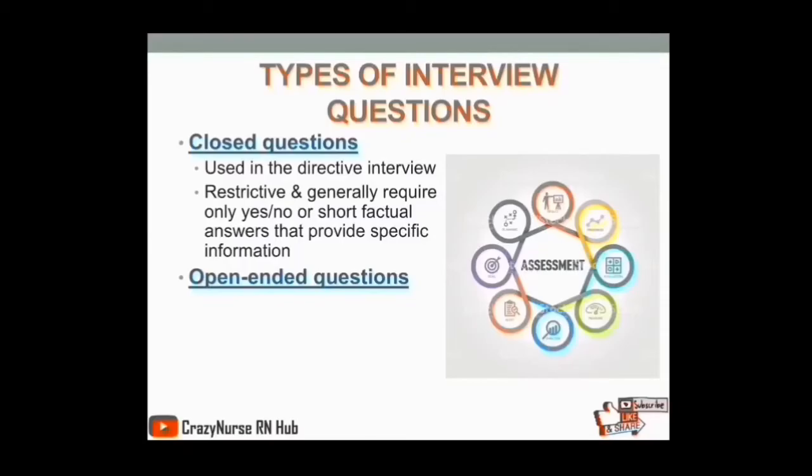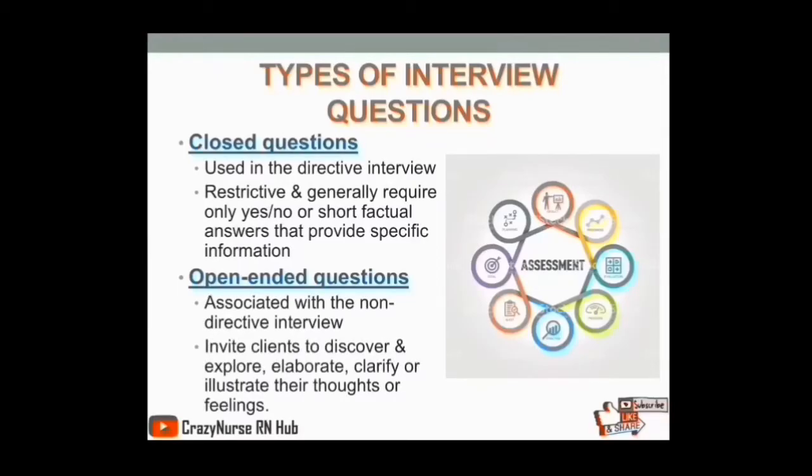Examples also are: What medication did you take? Are you having pain now? Show me where it is. How old are you? When did you fall? Closed questions are often used when information is needed quickly, such as in an emergency situation. The highly stressed person and the person who has difficulty communicating will find closed questions easier to answer than open-ended questions.